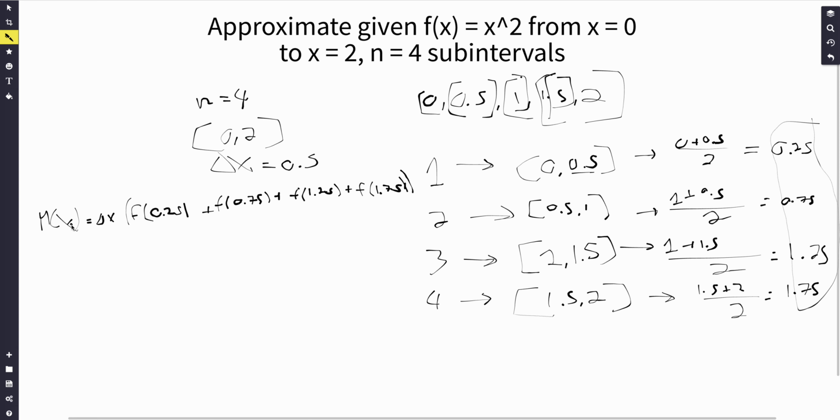And we know again delta x is equal to 0.5. Then we just multiply that by whatever we get from plugging these into the f of x value right here, adding it all together, and that would give us 5.25. Now we just multiply all that together, and that'll get us 2.625 units squared.